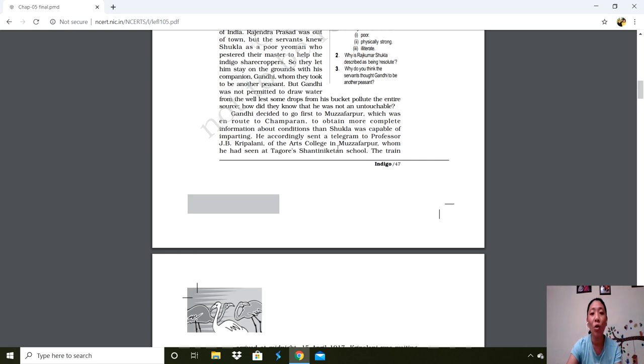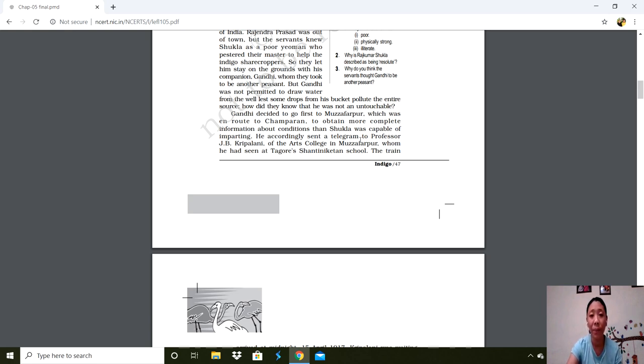Kriplani of the Arts College in Muzaffarpur, whom he had seen at Tagore's Shanti Niketan school. So before starting on their journey towards Muzaffarpur, Gandhi had drafted a telegram informing Professor J.P. Kriplani about his arrival at Muzaffarpur. Telegram in those days is the quickest means of communication. Each word costs some money. But these days it has kind of disappeared.